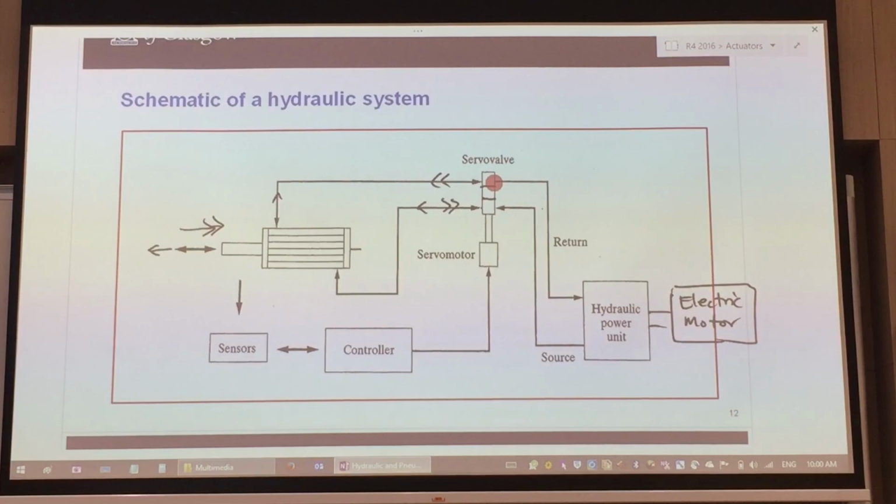So it's 10 o'clock, let's go for a quick break and then we'll be back to look closely at the servo valves.